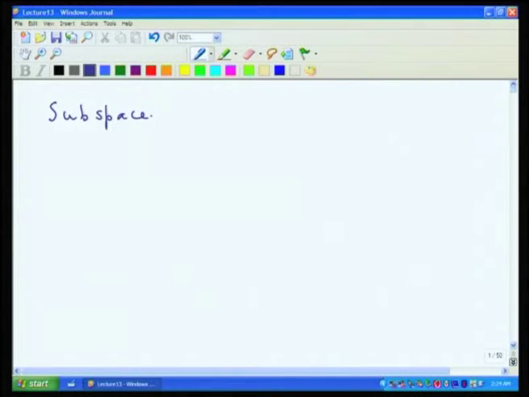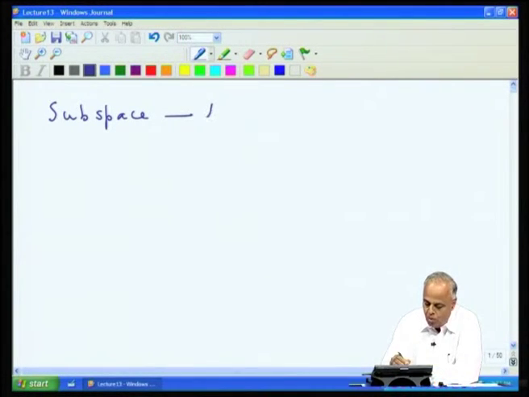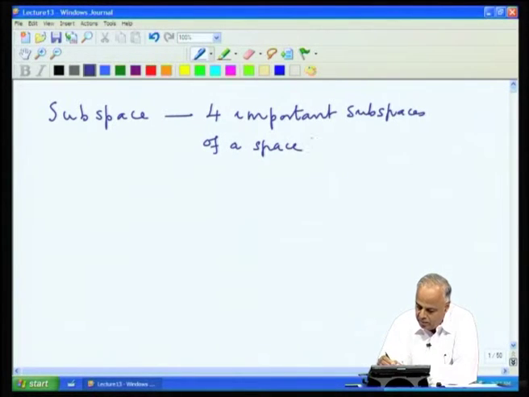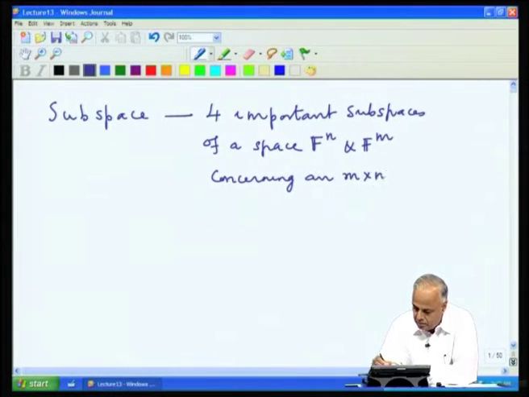We have seen the notion of a subspace of a vector space, and then we looked at 4 important subspaces of a space F^n and F^m concerning an m by n matrix. So, what were these 4 subspaces?